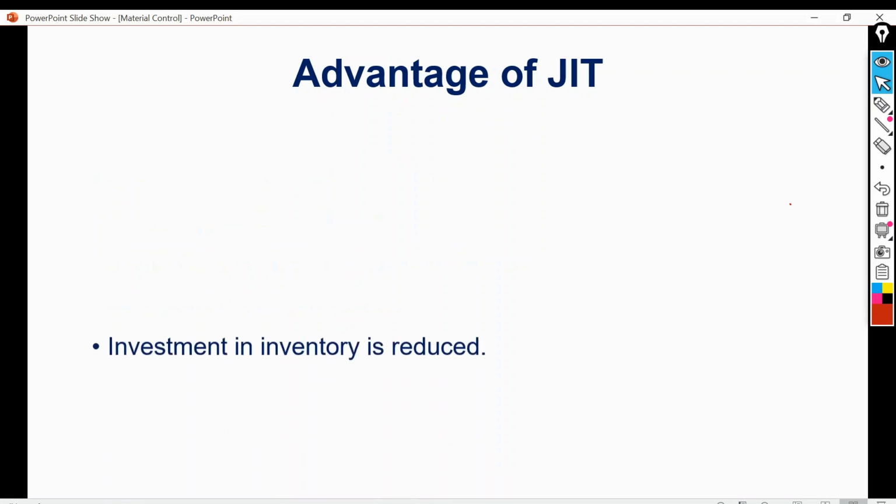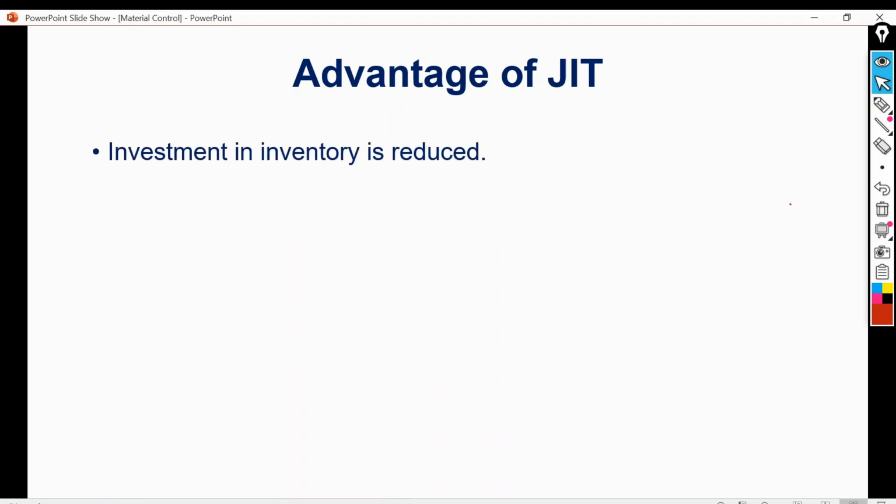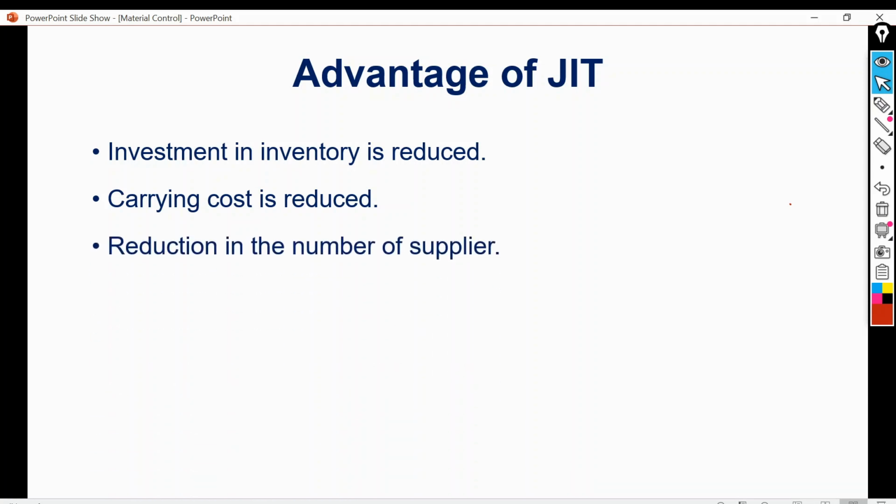Advantages of just in time. Investment in inventory is reduced. Under just in time approach, inventory is needed whenever it is required, hence the investment in inventory is reduced. Carrying cost is reduced. There is no need of storage and carrying cost for this type of inventory, because all inventory comes into the premises whenever it is required.